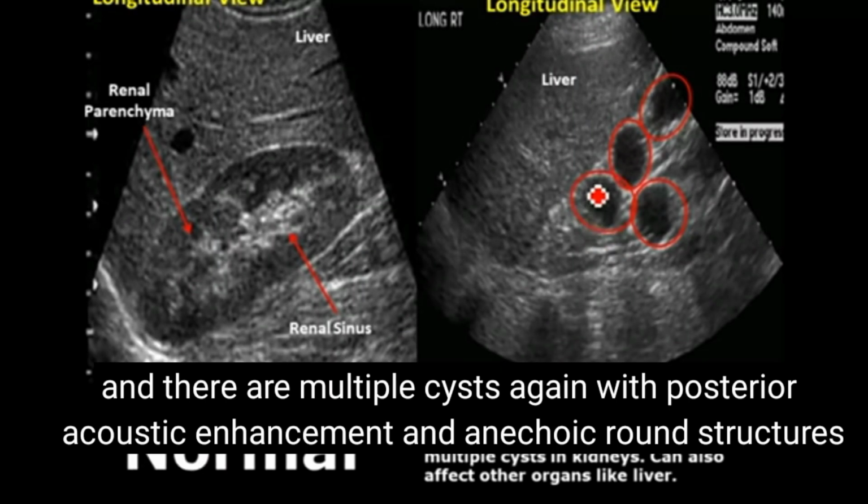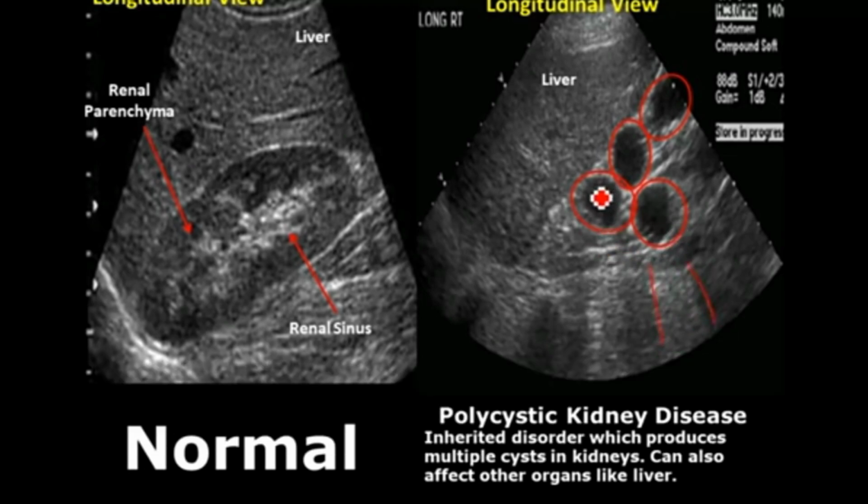A longitudinal view of the right kidney. There are multiple cysts again with posterior acoustic enhancement and anechoic round structures.